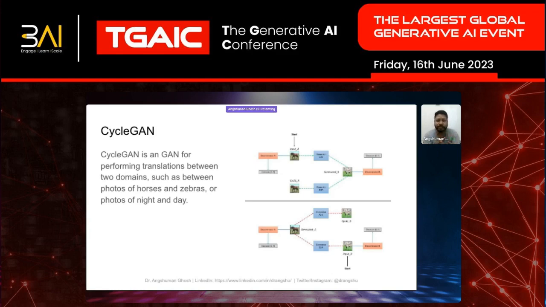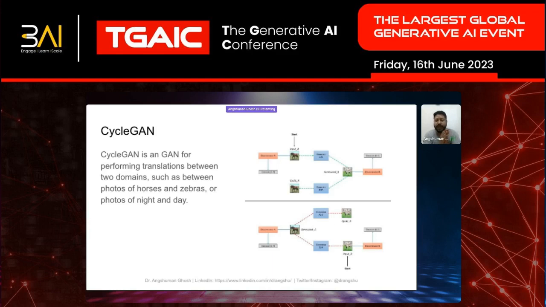CycleGAN is also a GAN. It's a GAN which is used for performing translation between two domains, domain A to domain B, and vice versa. So an example can be that domain A is horse and domain B is zebra. So how do we take a picture or video of horses and convert it to zebras? Another example can be photos of night and day, right? Between night and day, there are differences in light and other things. So how do we convert a night photo to a day photo and vice versa? So how does it work?